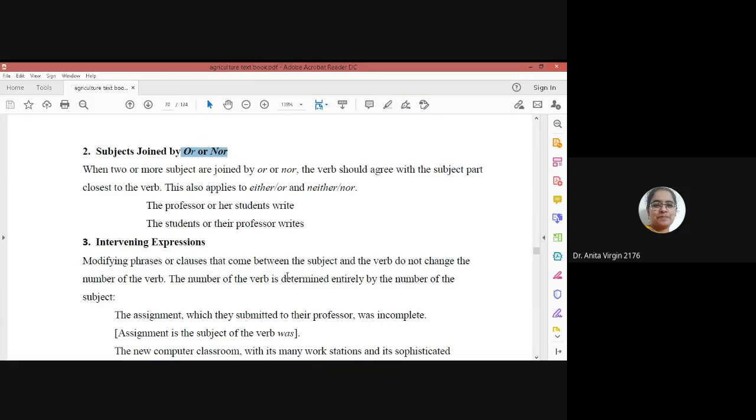So obviously it will just depend upon the subject that we are using. What will happen to the verb? Listen carefully. When two or more subjects are joined by or, nor, the verb should agree with the subject part closest to the verb. So you will have two subjects and you will have a verb. Whatever subject is very close to the verb, the verb will agree with that subject. Hope you understand.